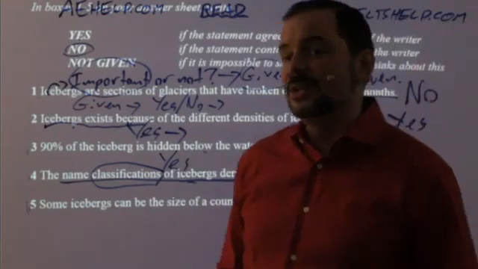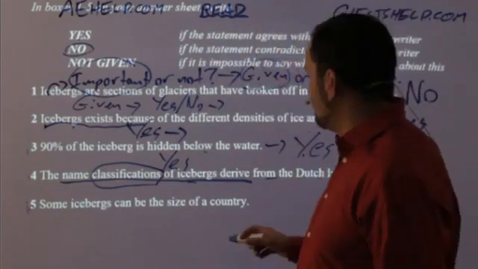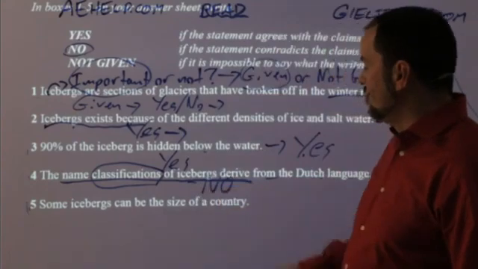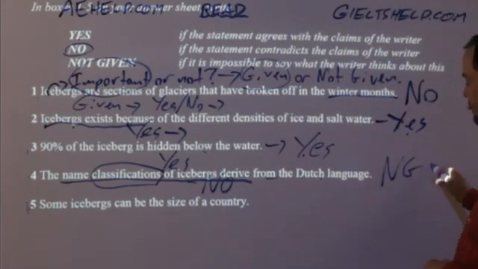Janiel says not given. Rashika says yes. This is a tricky one. The answer is no, it's not important. It's too much detail. So this is not given.